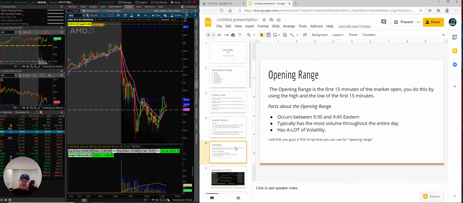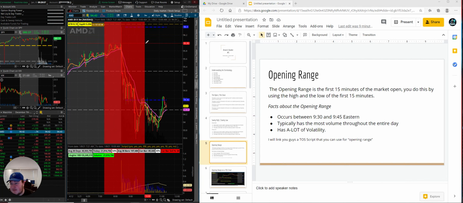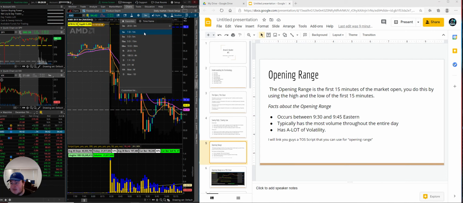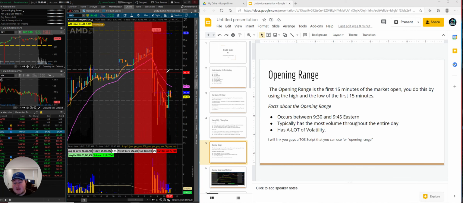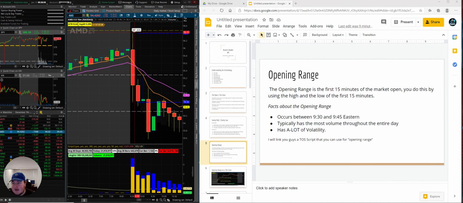And what I mean by that is you have the opening range, which is the first 15 minutes of the market open. As you guys can see here on AMD, I have the 3 minute pulled up. I'll just go to the 15 minutes so it makes more sense. I trade off the 5 and the 15. So this one candle right here represents 15 minutes. This is where the opening price, the closing price, the high, where my cursor is, 96.4, and the low.